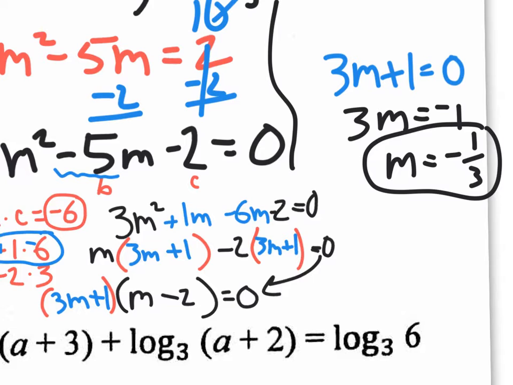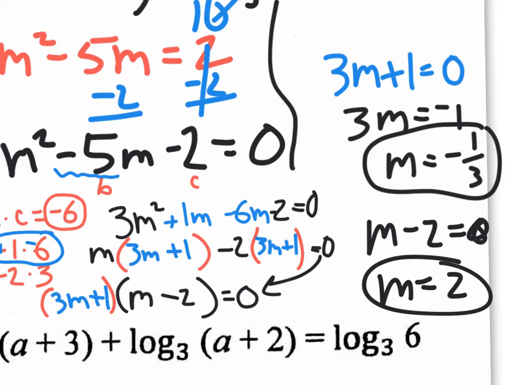Now you're supposed to do the other one. The other one is m minus 2 could also equal 0. The zero product property: 3m plus 1 equals 0, m minus 2 could also equal 0. Let me write that down. M minus 2 could also equal 0, which means that m is equal to 2. So we have those two answers.